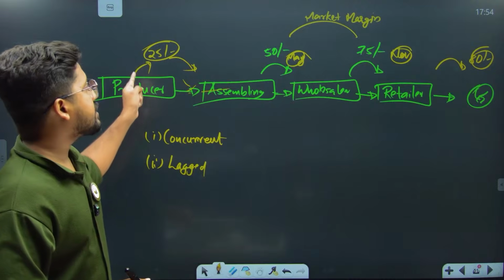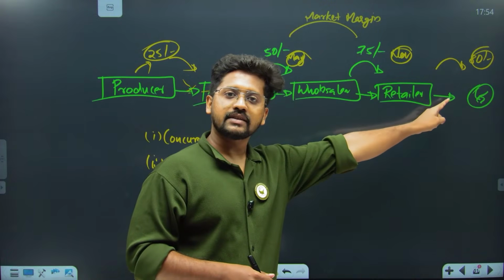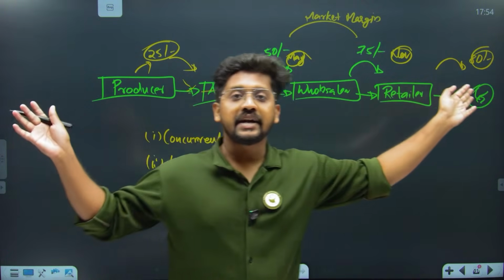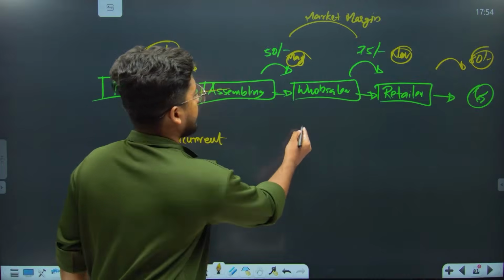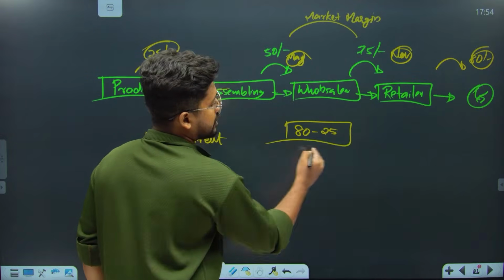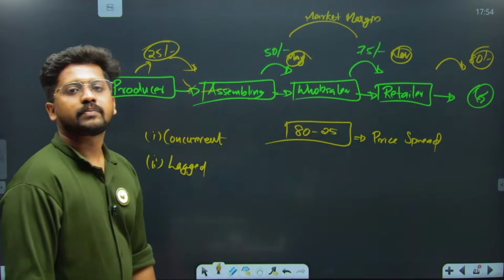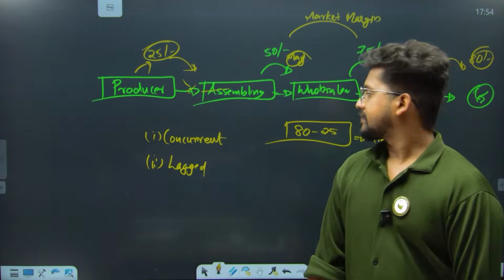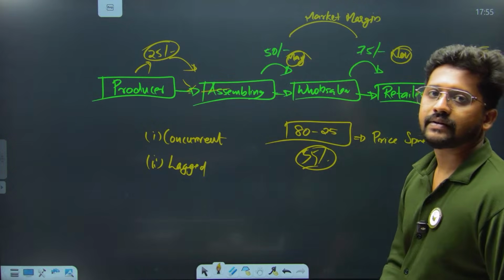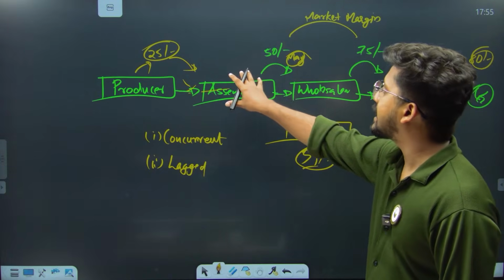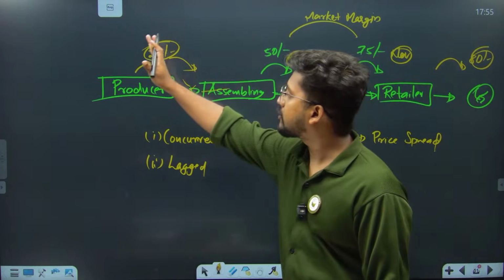Therefore, the producer sold his commodity for 25 rupees, but the consumer bought that commodity for 80 rupees. So what is the entire difference between the selling price of the producer and the buying price of the consumer? That is none other than 80 minus 25. This is your price spread. So 55 rupees is lost in the marketing channel, and out of the 80 rupees, only 25 rupees is actually reaching the producer.